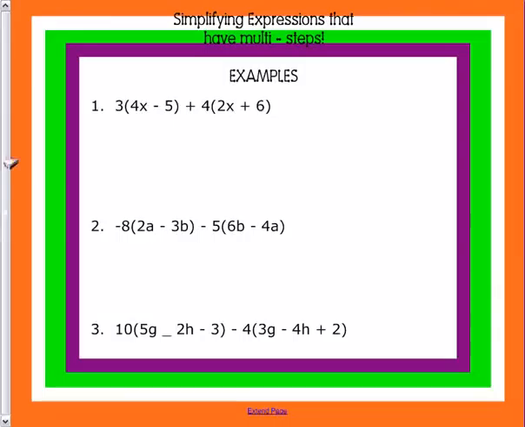All right, guys, this one I want you to please write EE4 and write simplifying expressions that have multi-steps. Okay? Take a second, do that. I'm going to go through some examples.